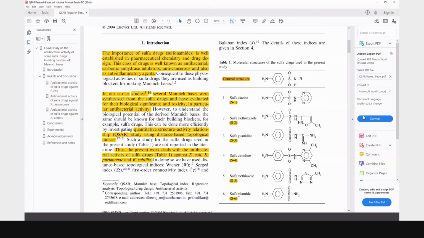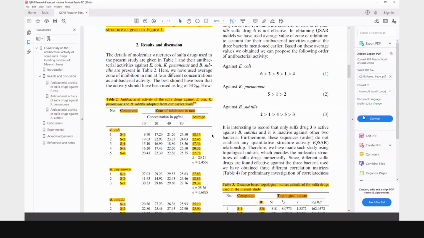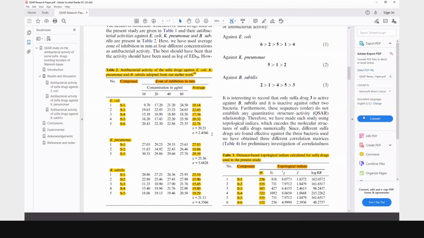Okay, now for all these six compounds they used QSAR using distance-based topological indices, and they looked at the antibacterial activity against three particular bacteria: E. coli, K. pneumoniae, and B. subtilis. So all these six compounds were used, and they tried to identify the activity values. I will go into more detail later.